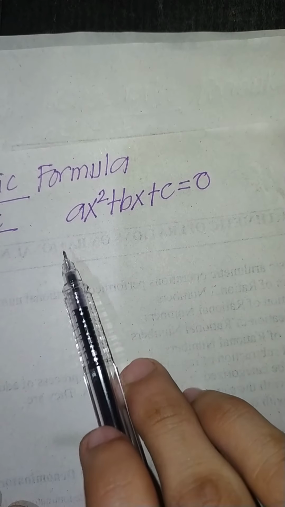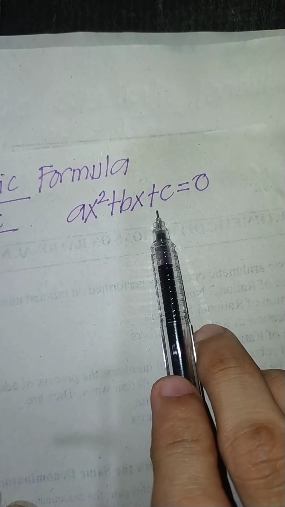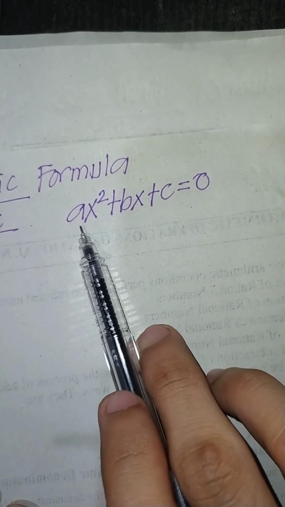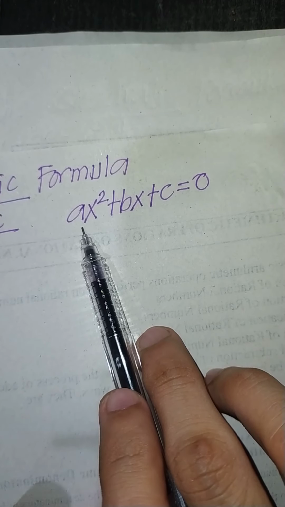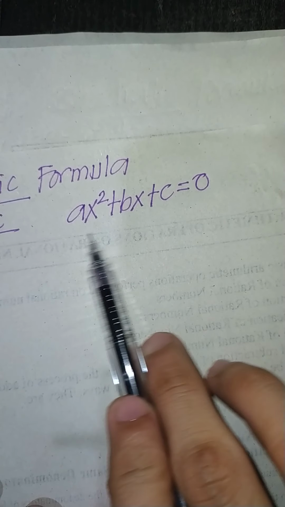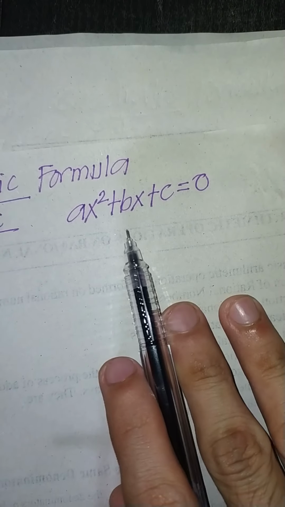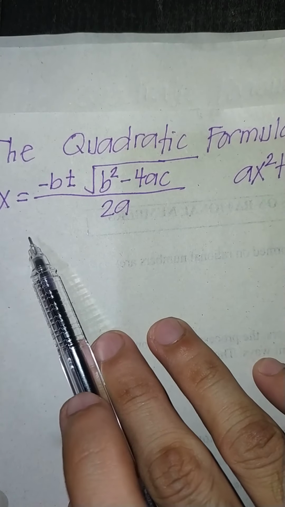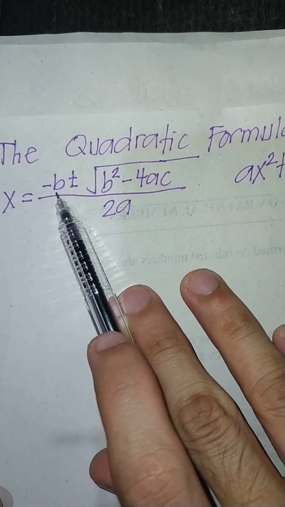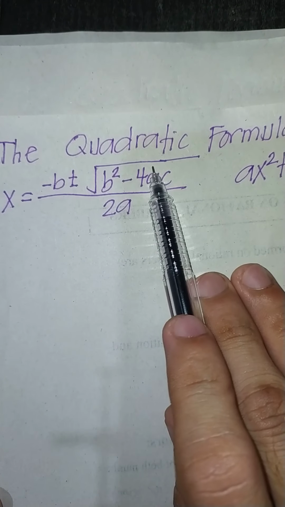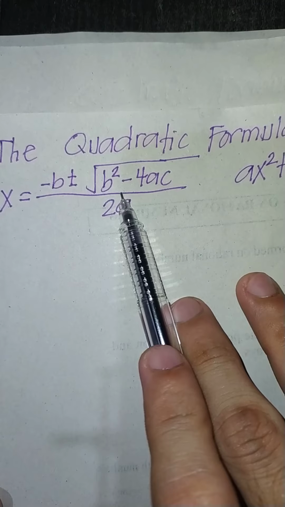Okay, so let us discuss the quadratic formula. According to the definition in your module, for real numbers A, B, and C, where A is not equal to 0, the solution to the quadratic equation is given by the quadratic formula. So, this is the quadratic formula: x is equal to negative b plus minus square root of b squared minus 4ac all over 2a.